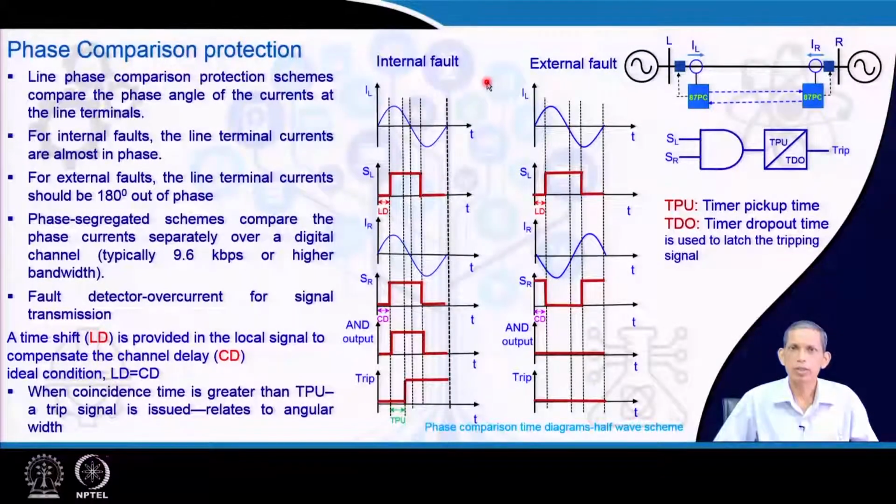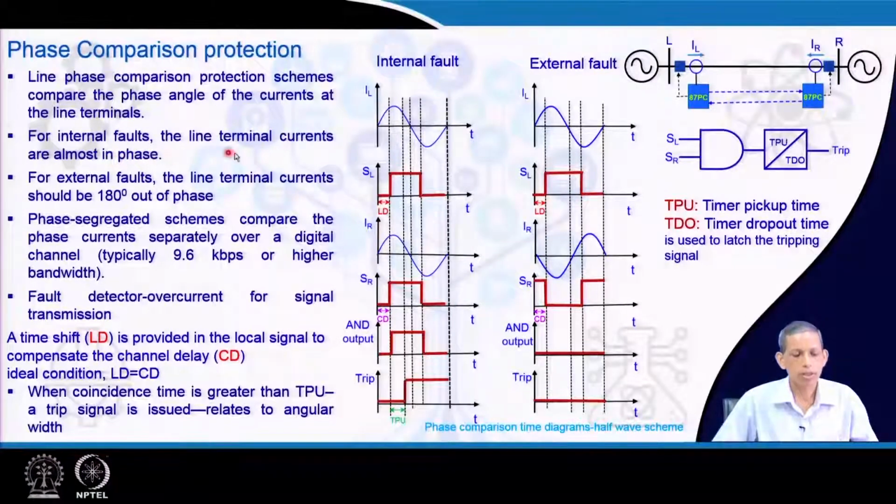Here, unlike other schemes, the phase value or the corresponding signal value may be transmitted from one end to the other end. In feeder protection, the phase is compared in this perspective. So, what is being done here is that the line phase comparison protection schemes compare the phase angle of the currents at the 2 terminals.